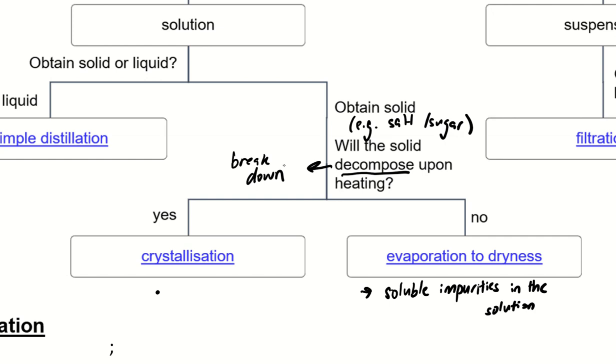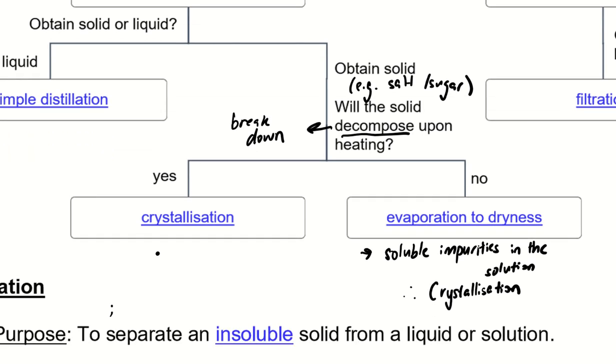So in the event of this situation, you can also use crystallization to obtain the solid. And crystallization is an enhanced method. Why? Because it can be used to purify solids. So it can be used to obtain pure solids. That's the good thing about crystallization.